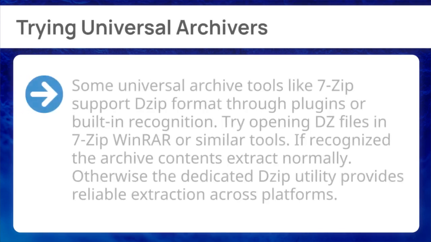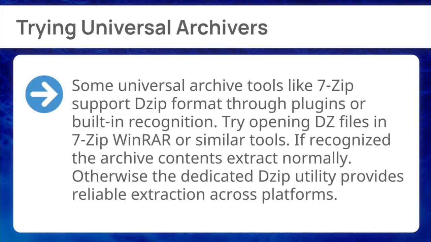Next, trying universal archivers. Some universal archive tools like 7-Zip support the Dzip format through plugins or built-in recognition. Try opening DZ files in 7-Zip, WinRAR, or similar tools. If recognized, the archive contents extract normally. Otherwise, the dedicated Dzip utility provides reliable extraction across platforms.